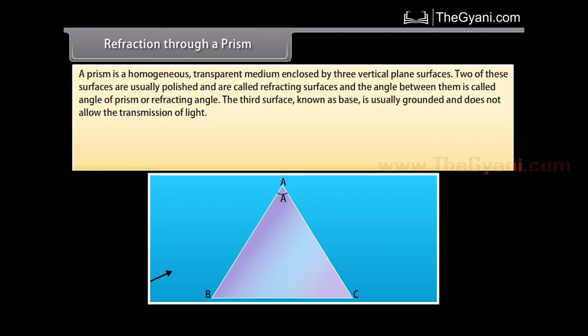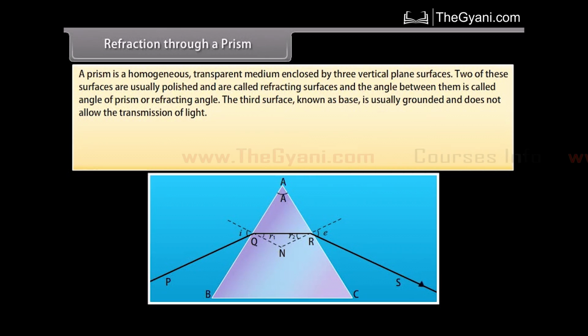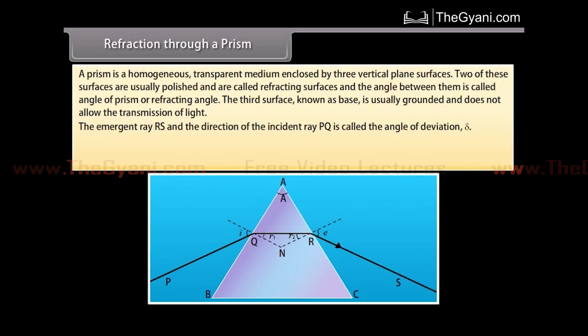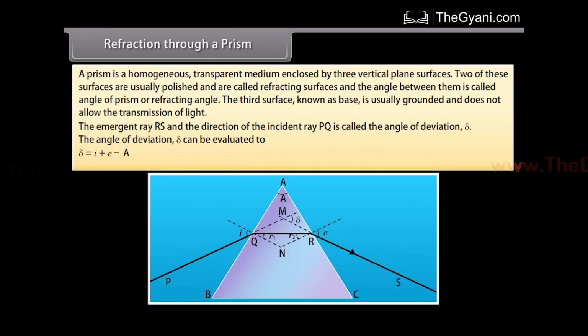Let us consider the passage of a monochromatic light ray PQ through the glass prism ABC. At surface AB, when the ray enters the glass at angle of incidence I, it bends towards the normal at Q at angle of refraction R1 and strikes the surface AC at R. The angle of incidence at surface AC is R2, and the ray emerges into air, making an angle E with the normal at R. The angle between the emergent ray RS and the direction of the incident ray PQ is called the angle of deviation delta. The angle of deviation delta is given by delta is equal to I plus E minus A.